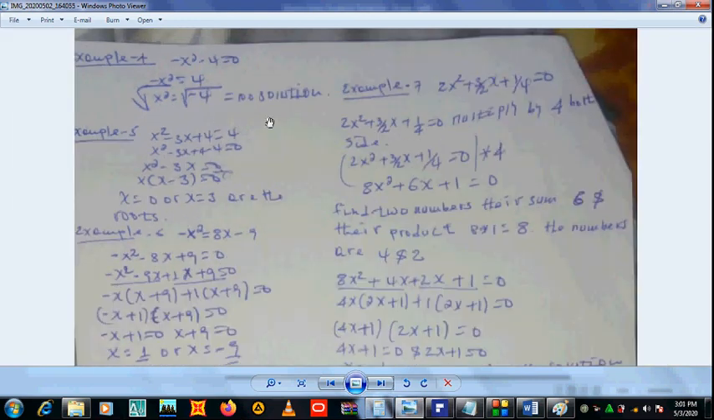A quadratic function may have two solutions, it may have one solution, or it may have no solution. We will see that in the next class. Okay. Example 5, x square minus 3x equals 0. The first step is to write the left side, equal to 0. Then x square minus 3x, then x times (x minus 3) equals 0, x equals 0, x equals 3. So this is the solution of the quadratic equation.